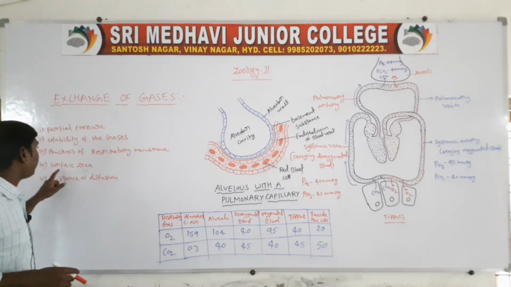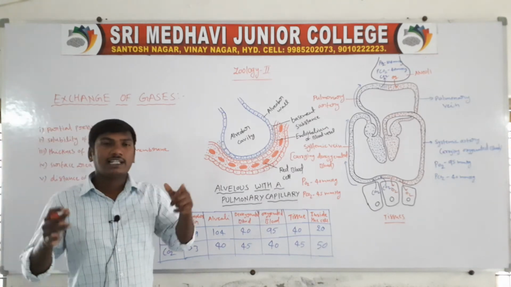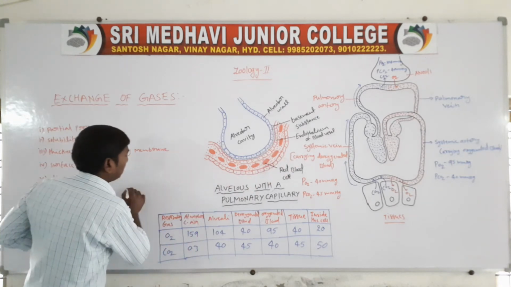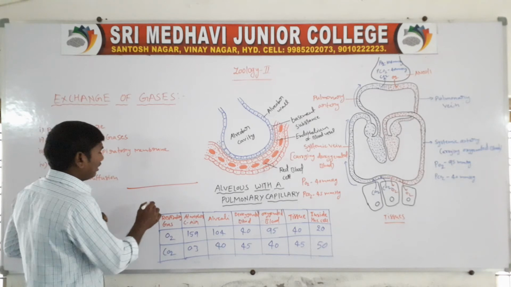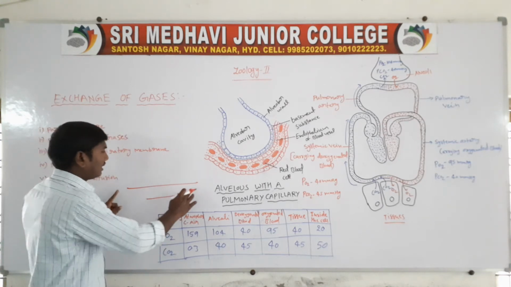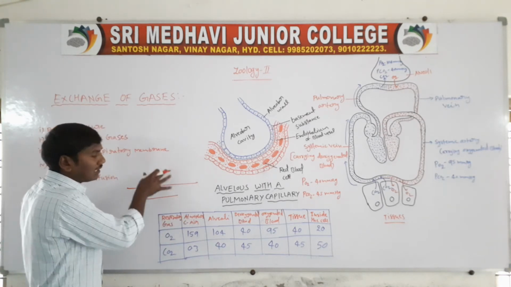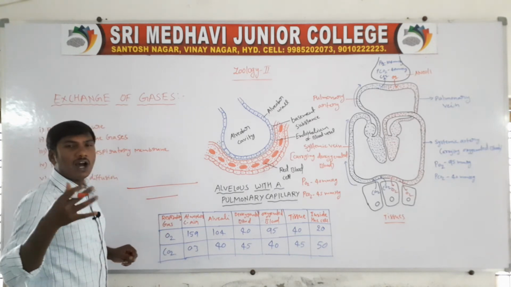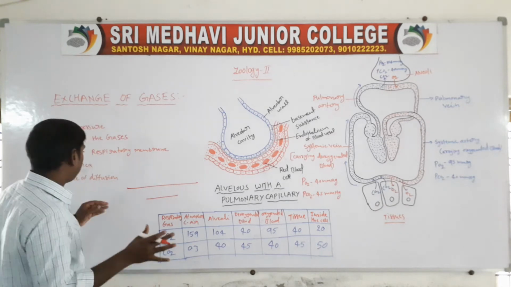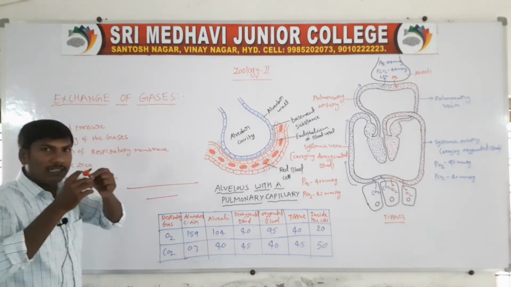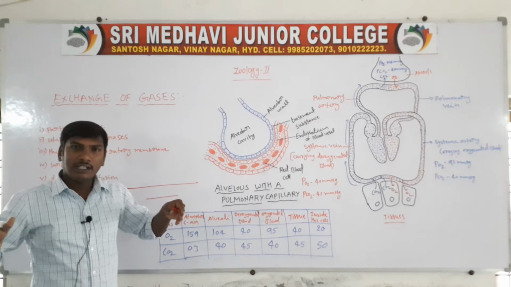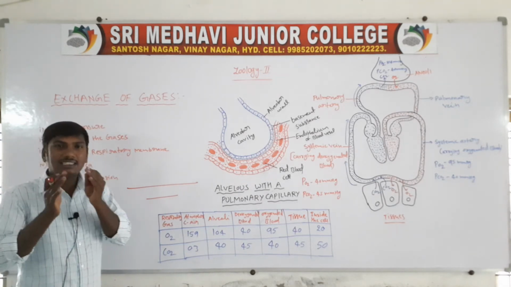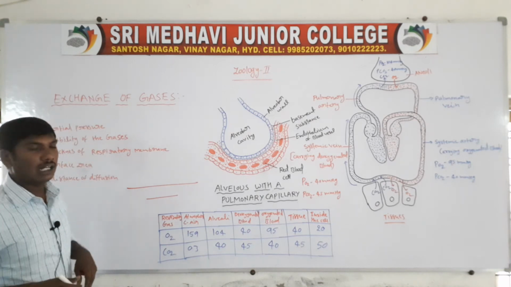Next one is surface area. For example, a large surface area. If the surface area is large, more gases are exchanged. If the surface area is small, a small amount of gases is exchanged. So it depends on the surface area. The larger the surface area, the more gases diffuse and are transported. If the surface area is less, a small amount of gases diffuses.